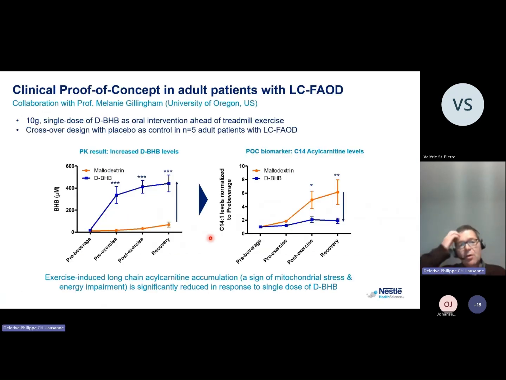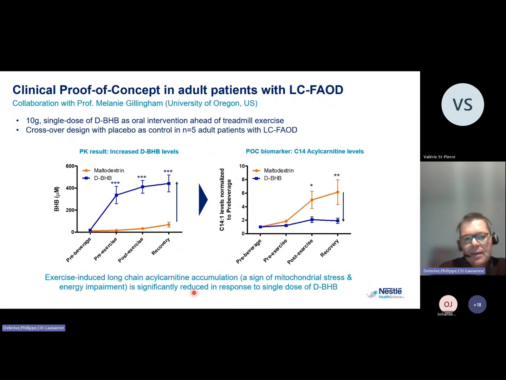And these are the data. So remember, it's a single dose of BHB as a salt ahead of the exercise program, or placebo, which is maltodextrin, and it's a crossover. So everybody is his own control. In blue, it's the BHB curve. In orange is maltodextrin. And on the left-hand side, those are the BHB concentrations. So kind of a pharmacokinetic readout, if you want.